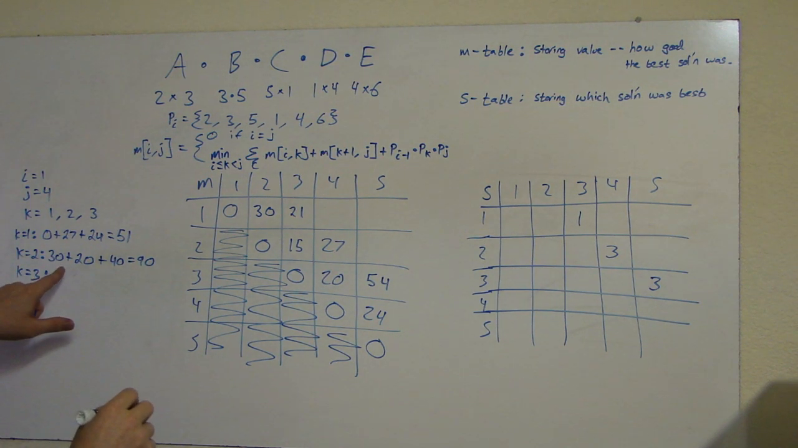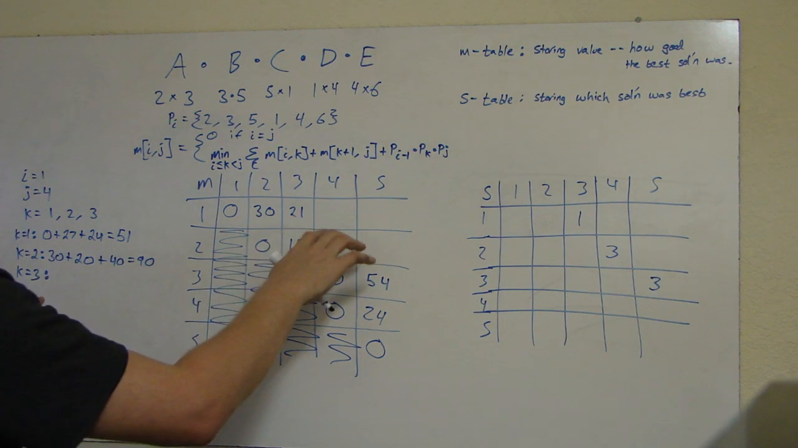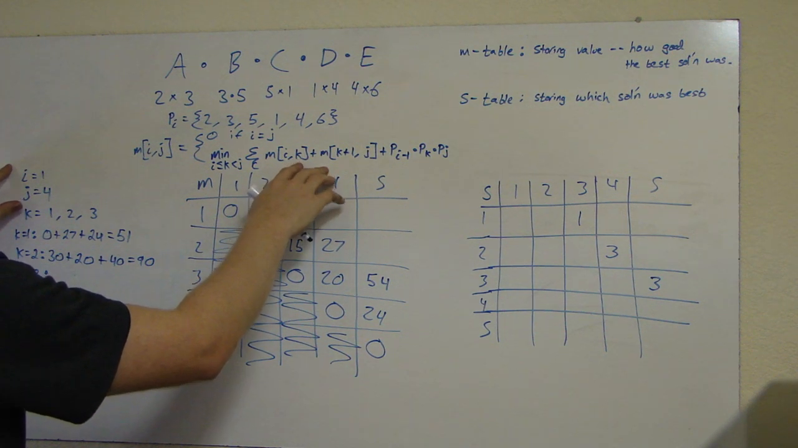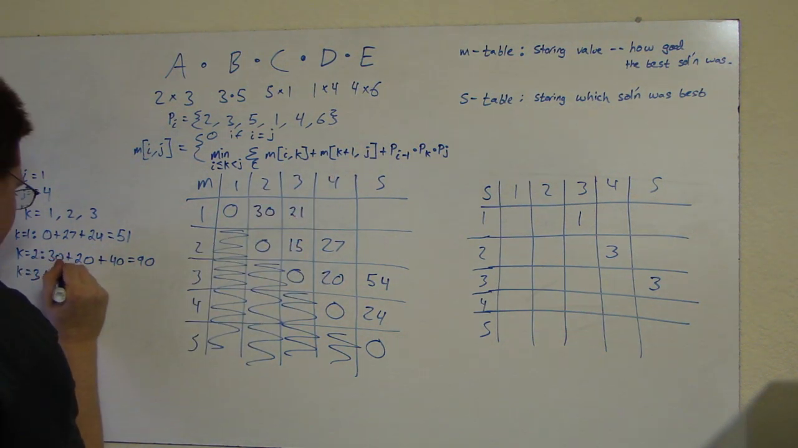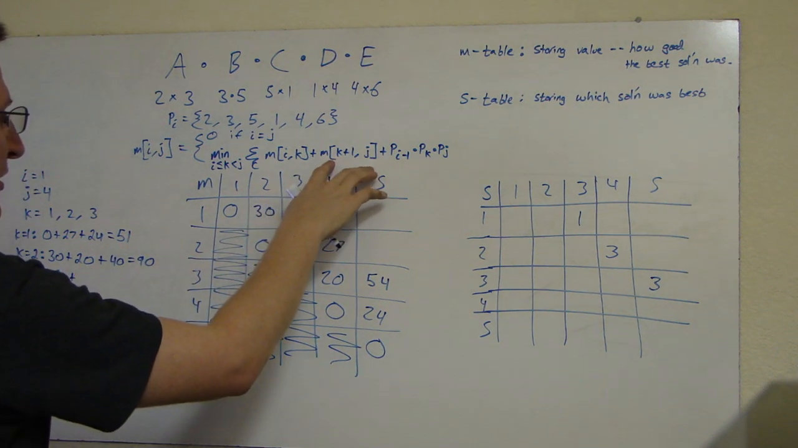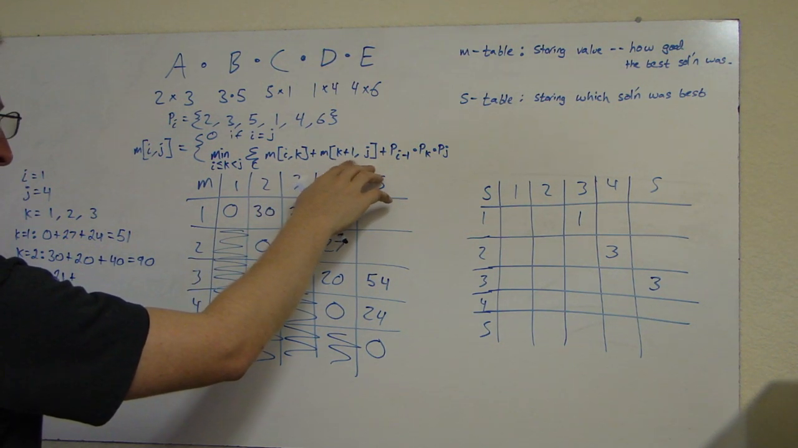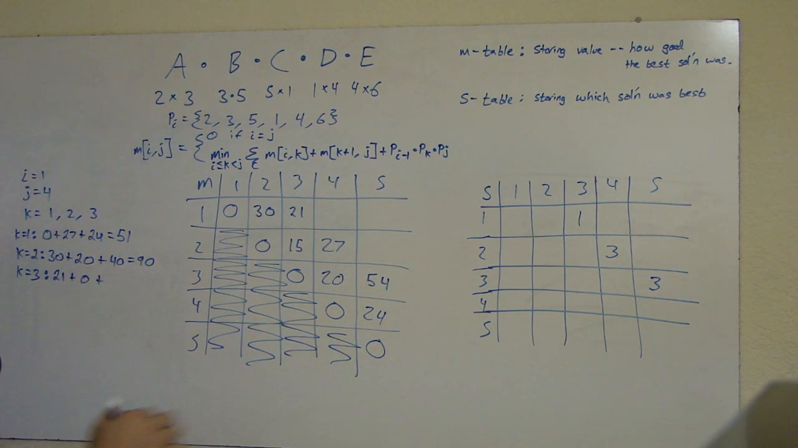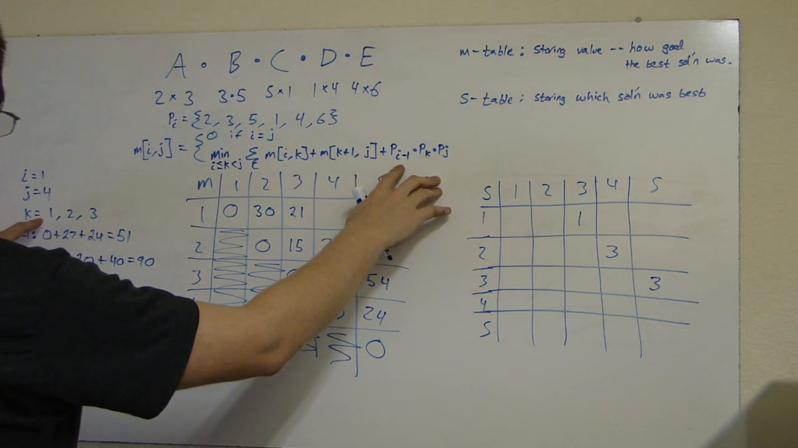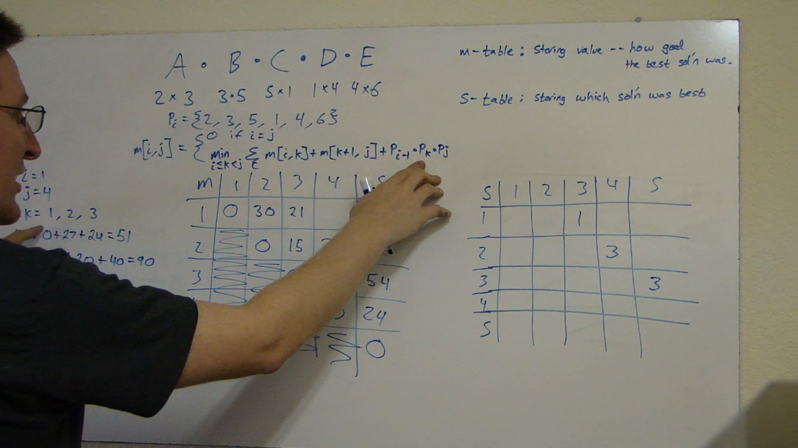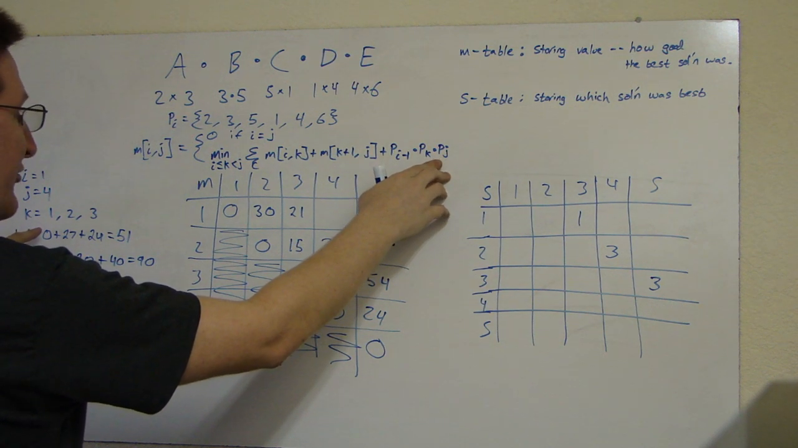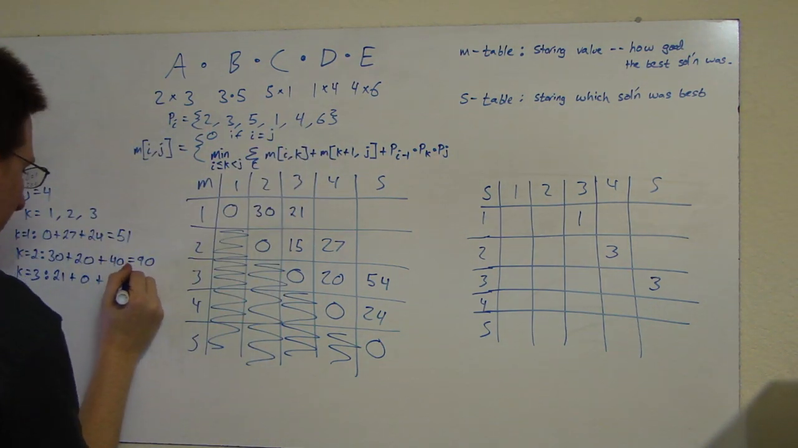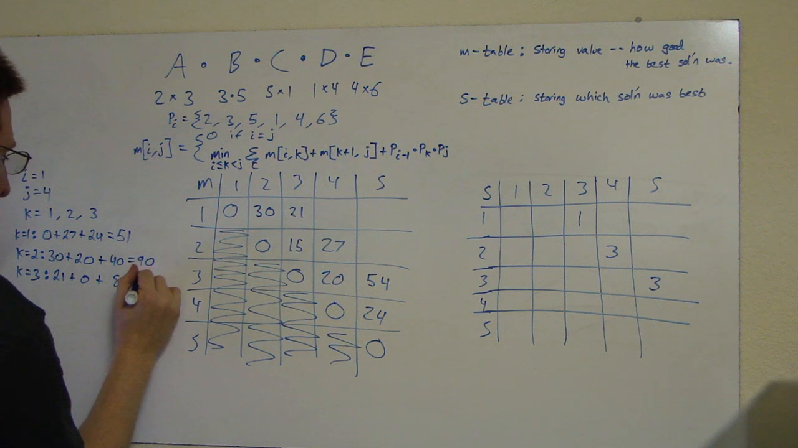For K equals 3, we have M of 1, 3, which is 21, and M of 4, 4, which is 0, plus P0 times P3 times P4, which is 2 times 1 times 4, which is 8, which is a total of 29 multiplications.